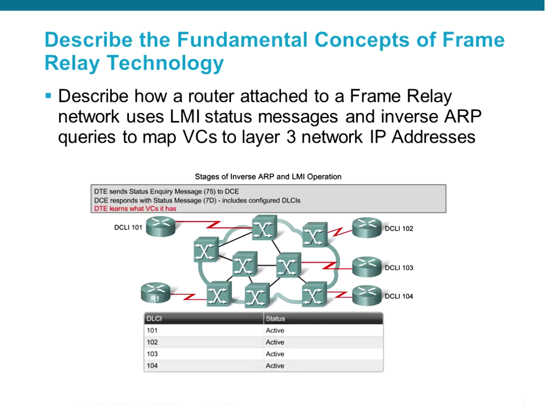Now, how do you find out, how does your router know how many virtual circuits have been created on that access link? And what is the status of those virtual circuits, are they active? And what is the DLCI number of those virtual circuits?